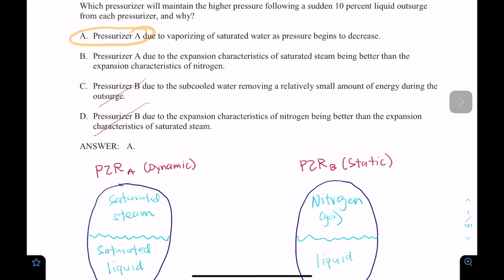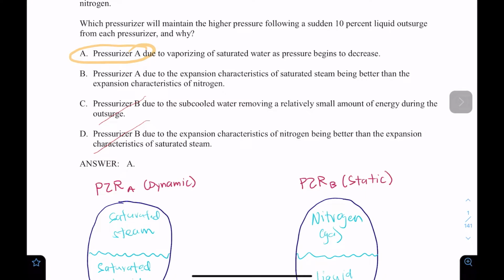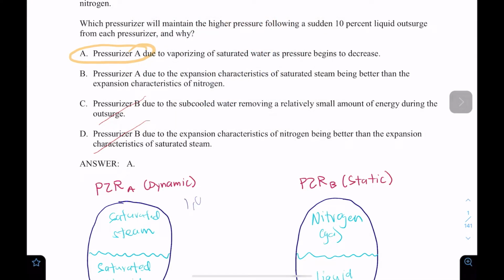So because we have the vaporization of some of the saturated water to steam, we're helping mitigate this pressure drop. Again, the question is asking which pressurizer will maintain the higher pressure. Which one is going to maintain the highest pressure? It doesn't matter what pressure I start with. This one gives us an example of 1000 psia, and this one is also giving us an example of 1000 psia.